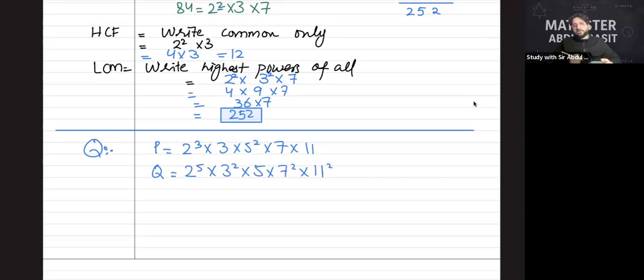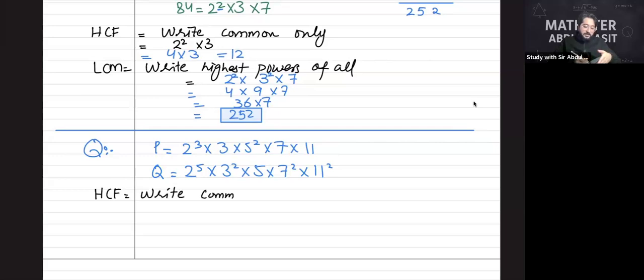So guys, listen to me very carefully. The examiner can ask you to find the LCM and HCF of P and Q. So guys, remember one thing that I told you: what is the method? Just remember this sentence. For HCF, just write this sentence in English in your exam paper: common only.